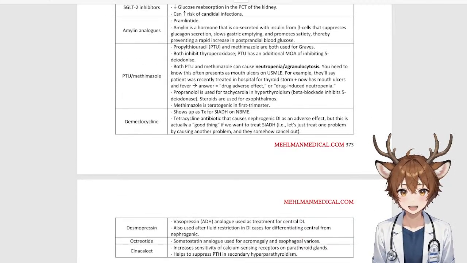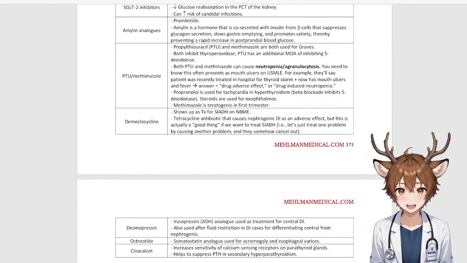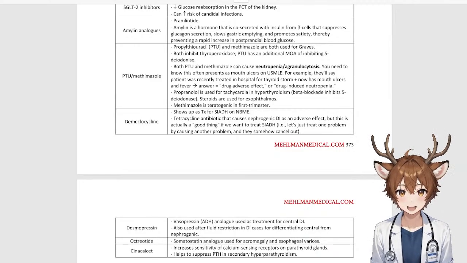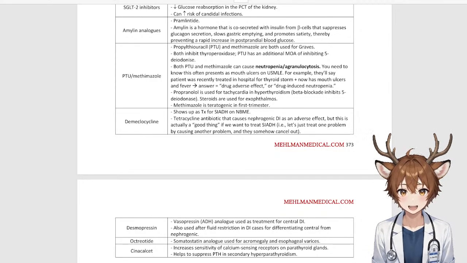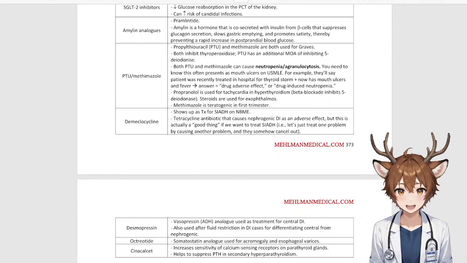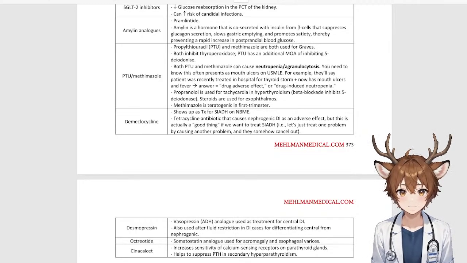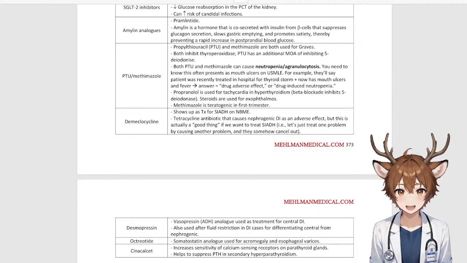Amylin analogs, pramlintide. Amylin is a hormone that is co-secreted with insulin from beta cells that suppresses glucagon secretion, slows gastric emptying, and promotes satiety, thereby preventing a rapid increase in the postprandial blood glucose.